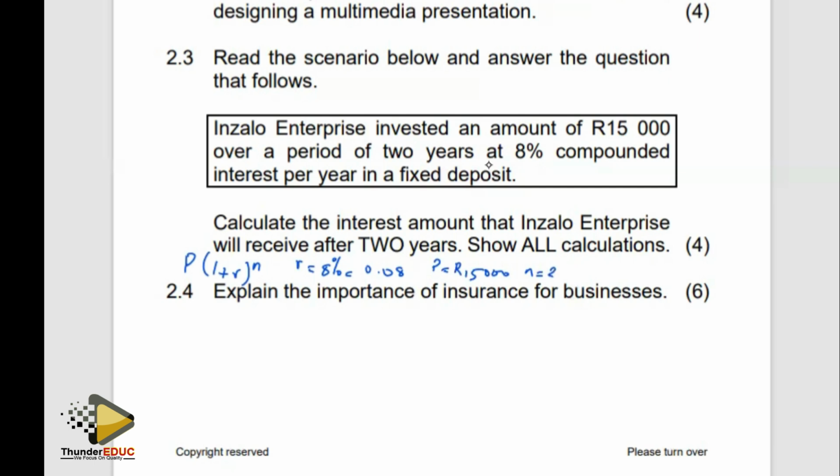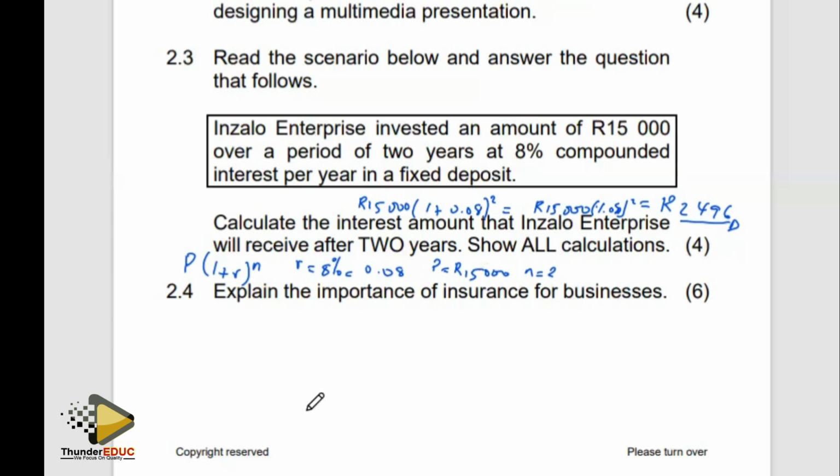So now what you do, you just substitute into the given formula, where we have 15,000 multiplied by 1 plus 0.08, then raised to power 2. So now this is going to be equivalent to 15,000 multiplied by 1.08 raised to power 2. So now our appropriate answer in this regard is going to be 2,496. So now this is our answer for question 2.3 calculations.